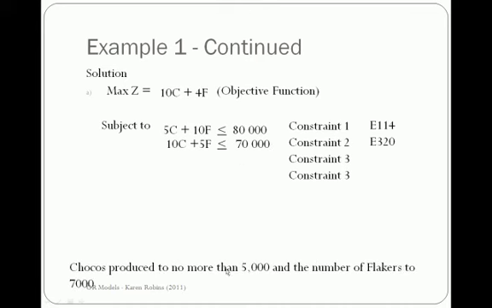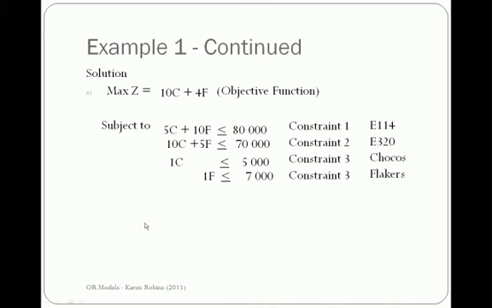Chocos produced no more than 5,000 and the number of Flakers to 7,000. So 2 more constraints. The number of Chocos, 1 times C, must be less than 5,000. Remember, C stands for the number of Chocos. And F, the number of Flakers, must be less than 7,000. We've just got one more thing to add, and that's the non-negative variables. Both C and F must be greater than or equal to 0 because we can't have negative amounts of products.